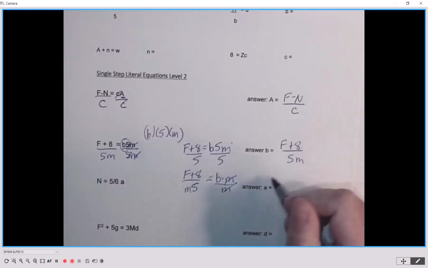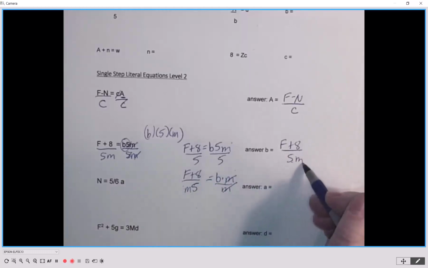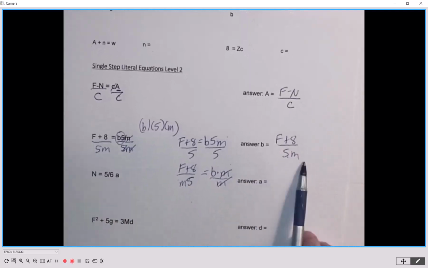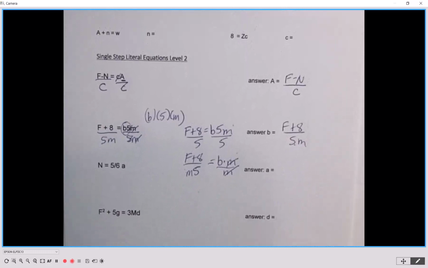And as I've said, I like to write, you should write a number first and then your variable. It's not wrong if you don't do that. It's just more aesthetically pleasing like that.